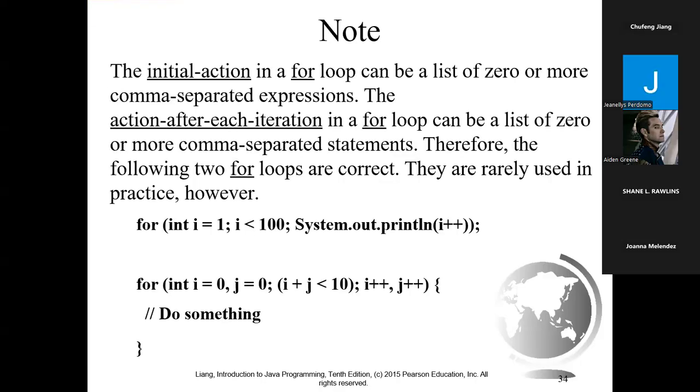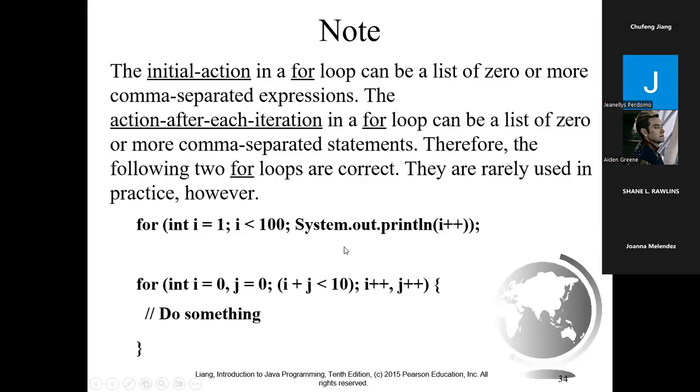We have to know that the initial action in a for loop can be a list of zero or more comma-separated expressions. And all the expressions are only valid at the very beginning of the for loop. After the beginning of the for loop, we no longer need the initial action, although it is written here.